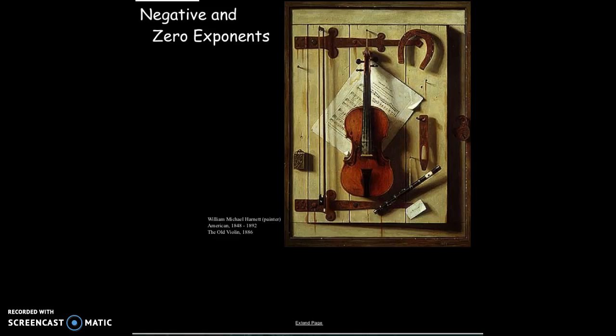Today we're going to be learning about our final last two rules of exponents, and we're going to look at negative and zero exponents. Our picture to start us out is one of my favorite paintings.